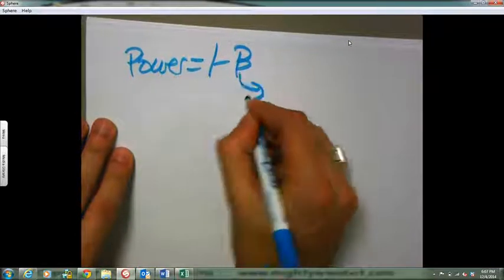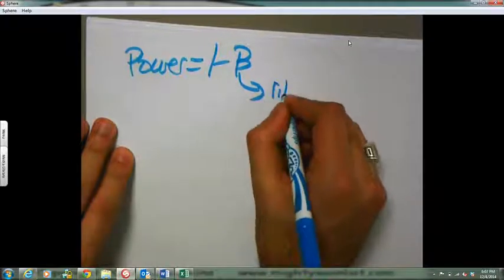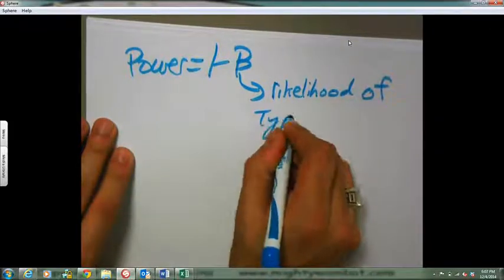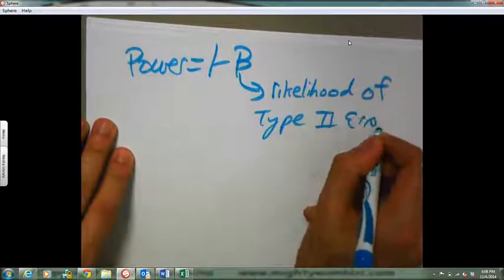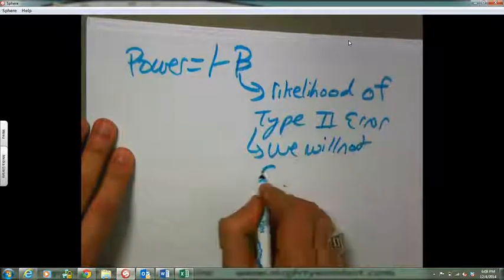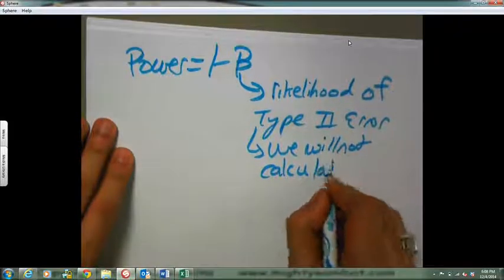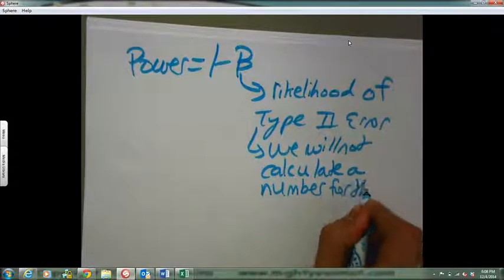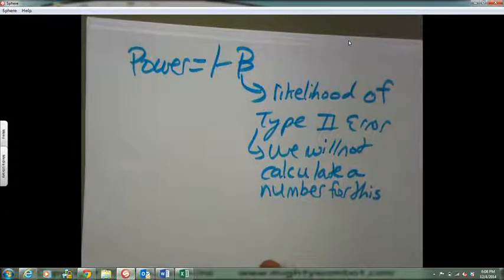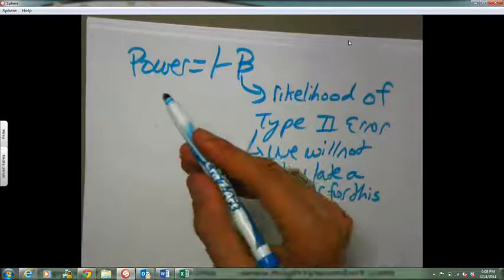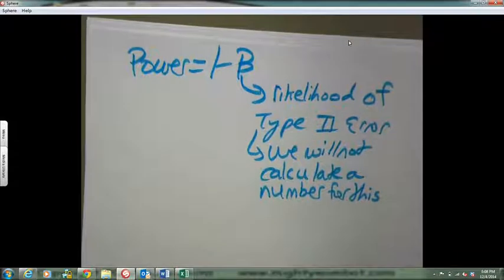Beta is just the likelihood of type 2 error. I pointed out in class that we will not calculate a number for this. Right? And we said that, well, if beta is high, the power is low. If beta is small, the power is higher. We want the power to be high, right?